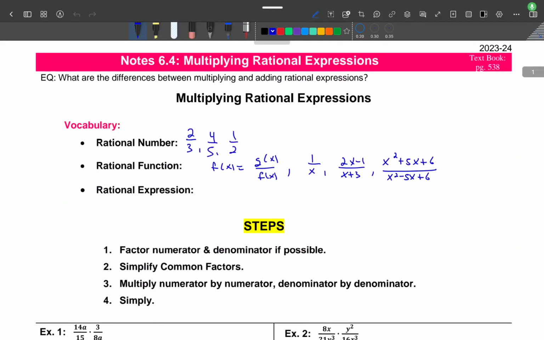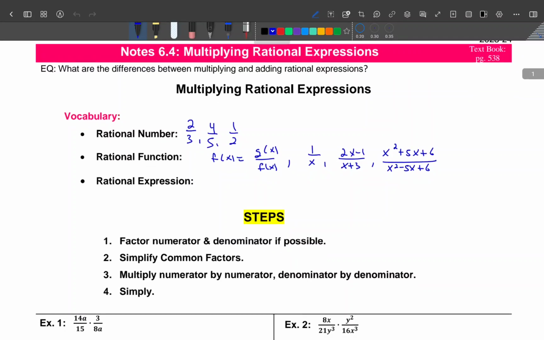Welcome to day 4 of rational functions. So today we're going to be working, whoops, that was a little crazy. We're going to be working on multiplying rationals and dividing rationals.